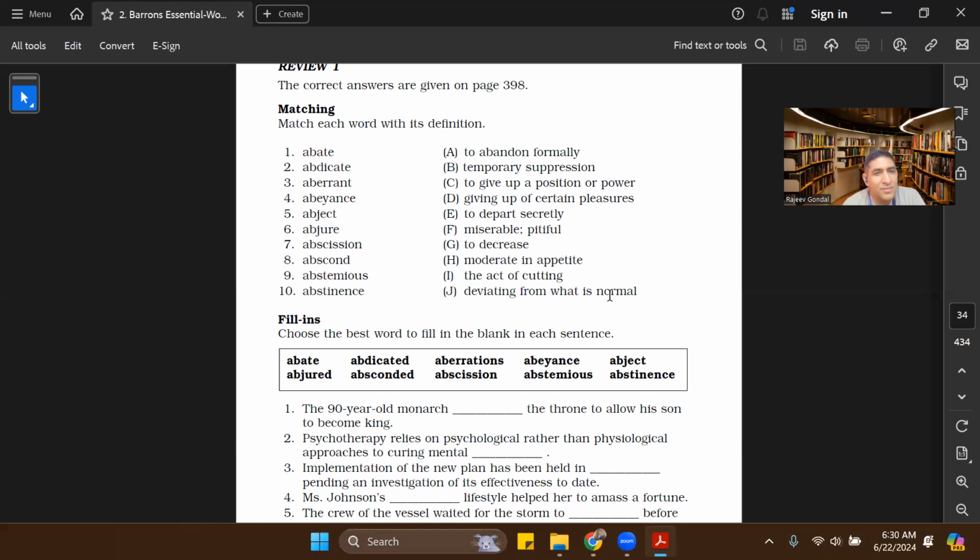What is abject? That was something bad, I think. Abject condition of the poor. That is miserable or pitiful. The answer is F, right? What is abjure?